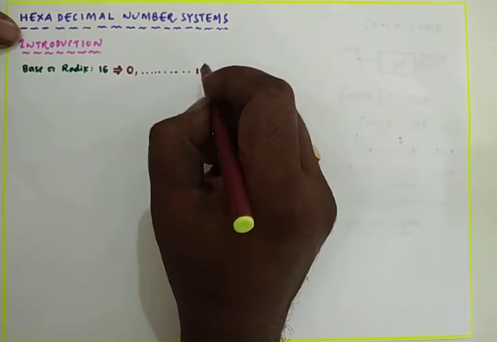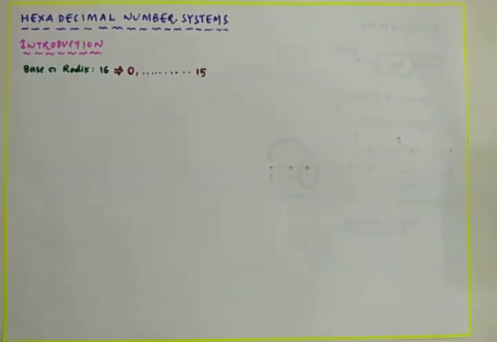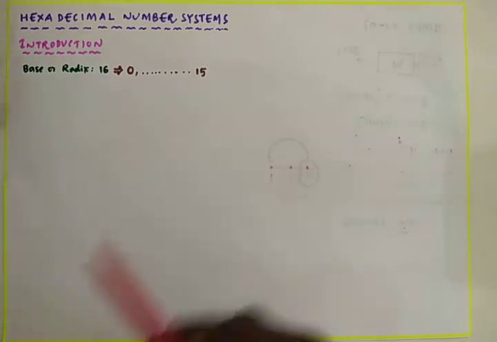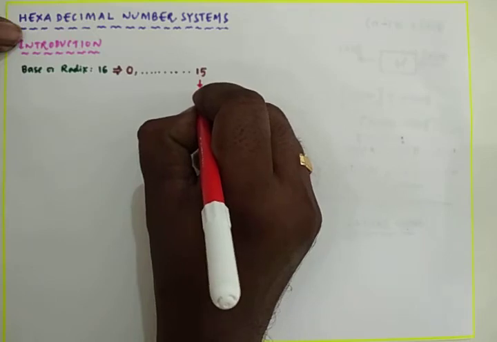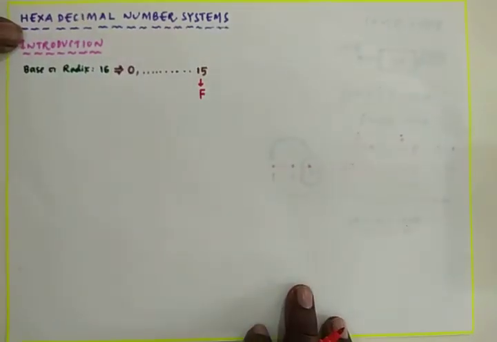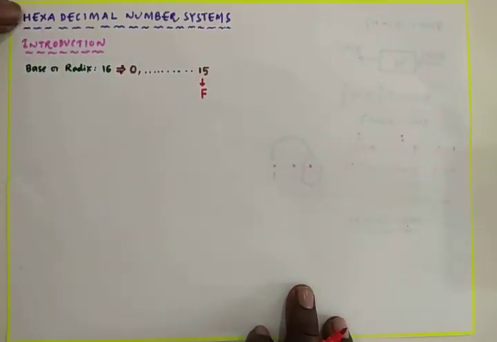Instead of writing 15, which is a combination of 1 and 5, to avoid confusion we use the term F to represent 15. So the hexadecimal number system, whose base is 16, has starting digit 0 and last digit F. F is nothing but 15.